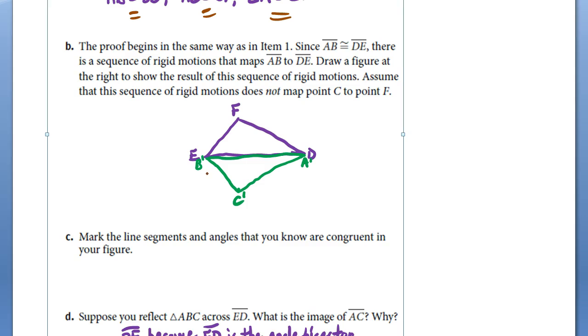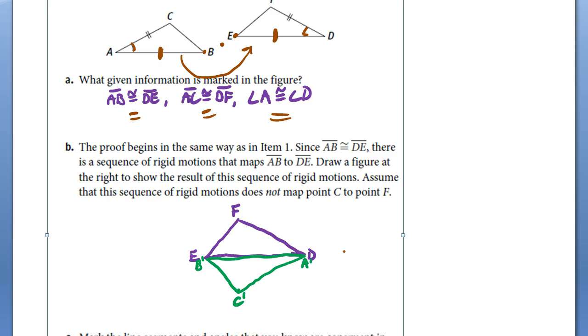Mark the line segments and angles that you know are congruent. So from our original situation, we knew that segment AC was congruent to DF. We knew that angle A was congruent to angle D. And then the side here that coincides, I'm going to mark that those were congruent with that symbol there.